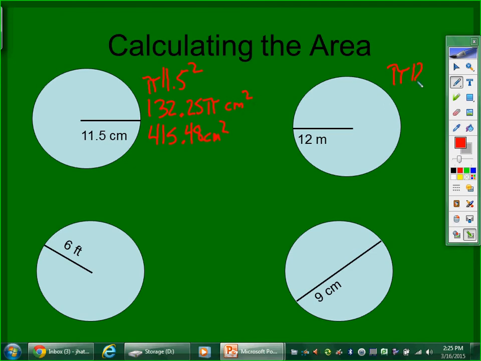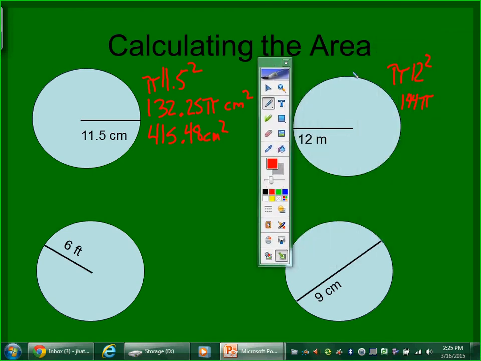Pi times 12 squared, which would be 144 pi. And my units here would be meters squared. It's important to put the units, that way I'm not confusing area with circumference. 144 pi comes out to be 452.39 when rounded, meters squared.